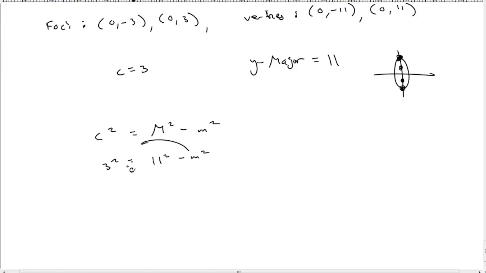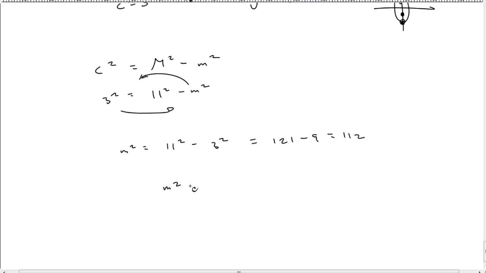So I'm going to move this over, move that back over. My minor squared is going to be 11 squared minus 3 squared. That's 121 minus 9, and so I've got 112. So my minor squared, I'm going to write it out. My minor squared, this is an x minor, is equal to 112.